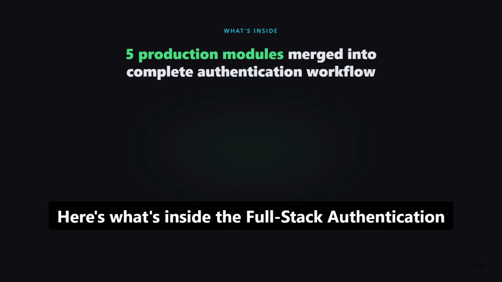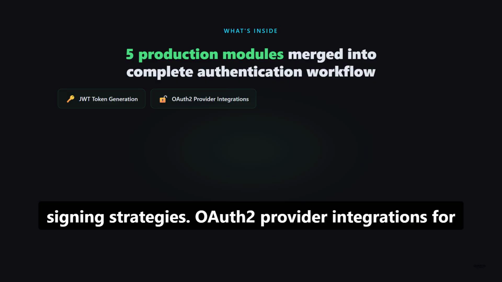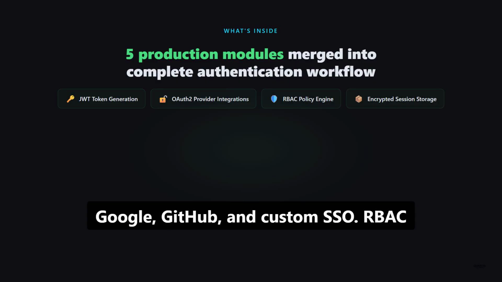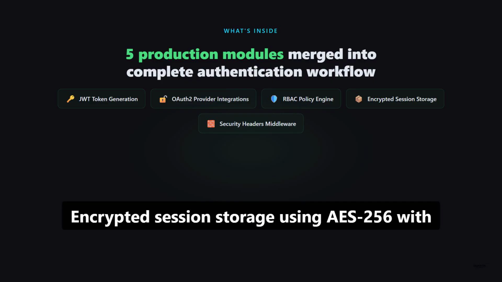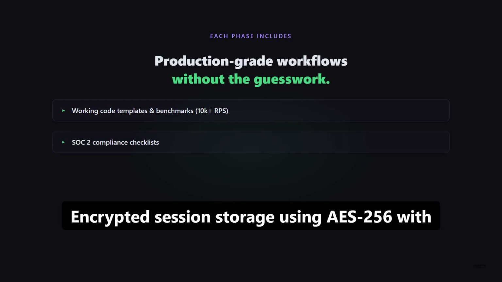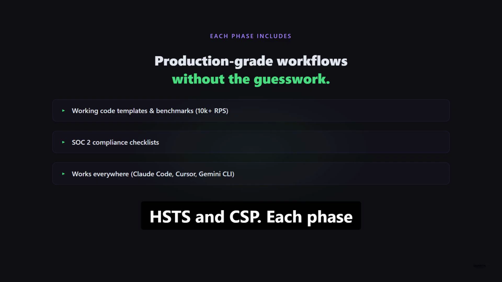Here's what's inside the full stack authentication pack. JWT token generation with JWK signing strategies. OAuth 2 provider integrations for Google, GitHub, and custom SSO. RBAC policy engine with role inheritance hierarchies. Encrypted session storage using AES 256 with Redis clusters. Security headers middleware for HSTS and CSP.